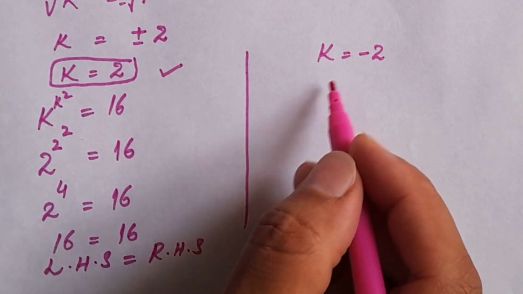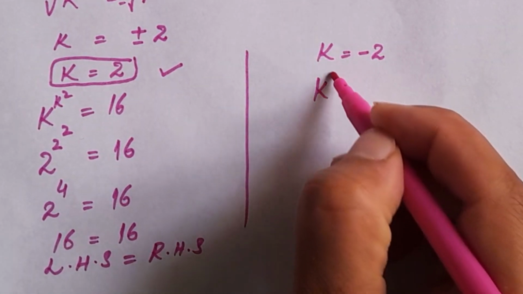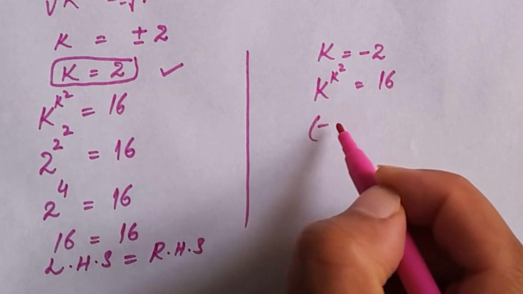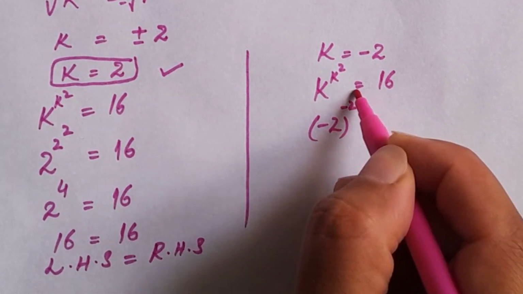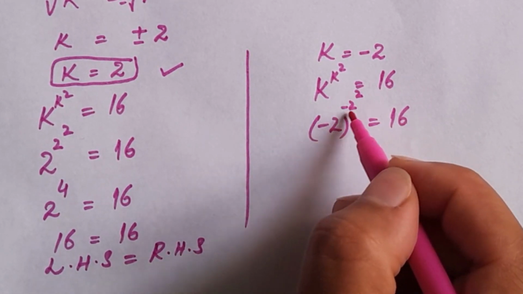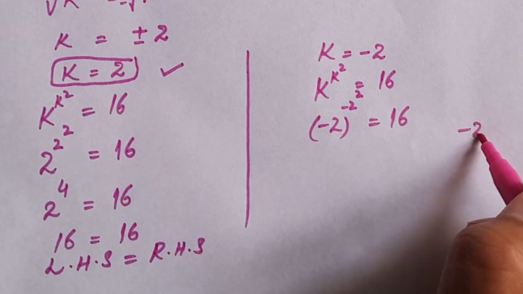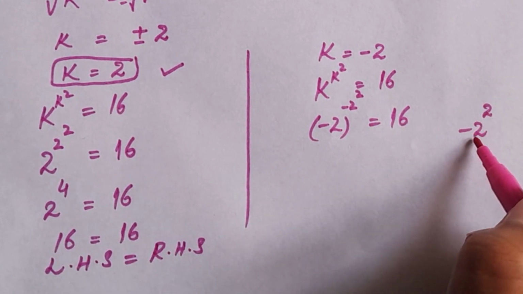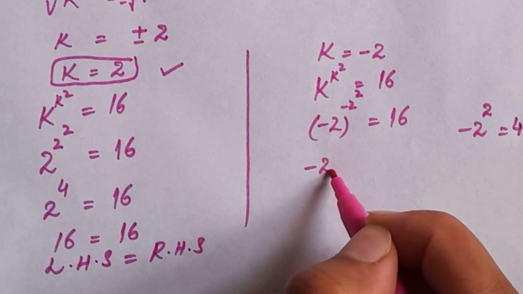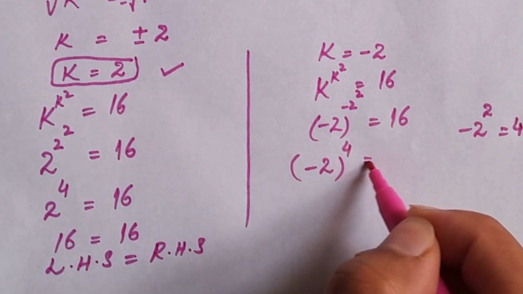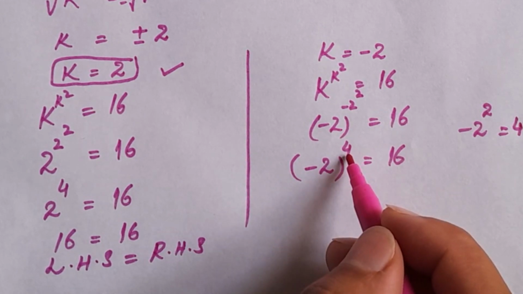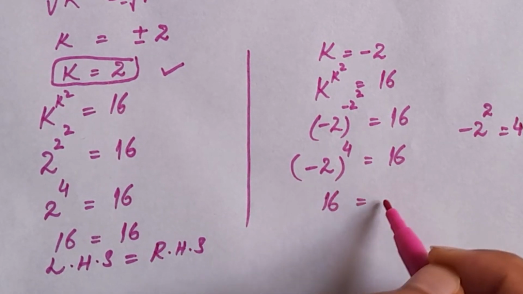Now let's move on to the other solution. K is equal to negative 2. We will put in that equation negative 2 to the power negative 2 square is equal to 16. We will solve this negative 2 square first. This is negative 2 whole square, which is equal to positive 4. So negative 2 to the power 4 is equal to 16. Multiplying negative 2 four times by itself, this is equal to 16.